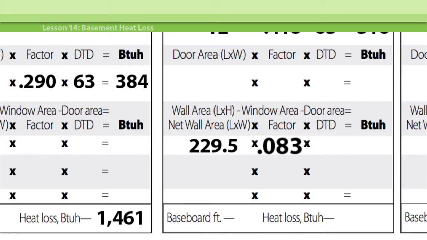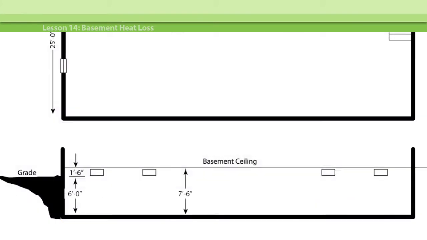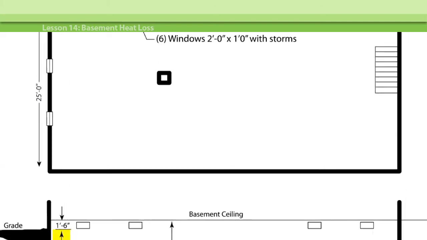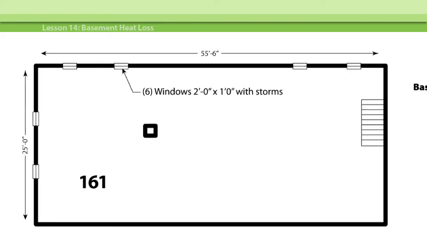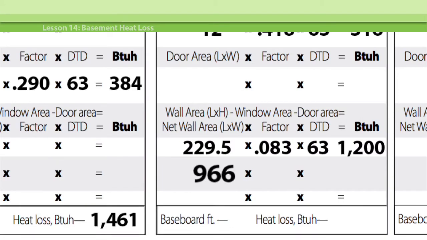When we multiply that out, we get 1,200 BTUs per hour for the above grade portion of the basement walls. Now we do the heat loss for the below grade wall area. The basement is 6 feet below grade, and we multiply by the same 161 linear feet of outside wall times 6 feet and get a wall area of 966 square feet below grade.